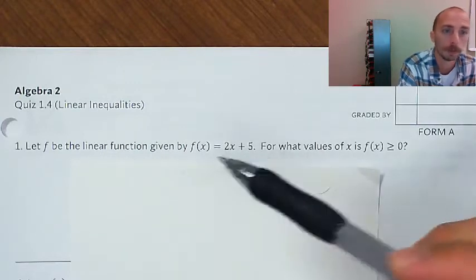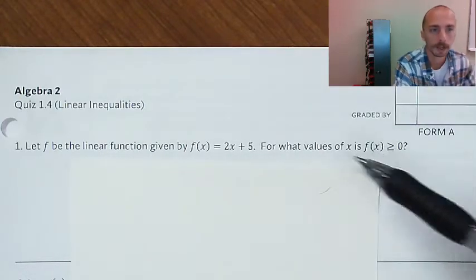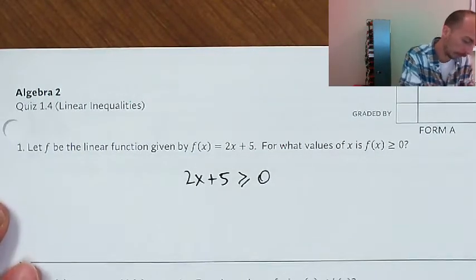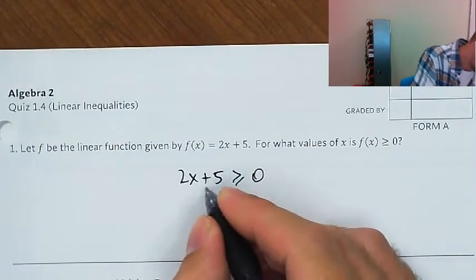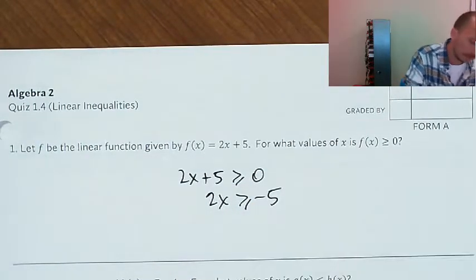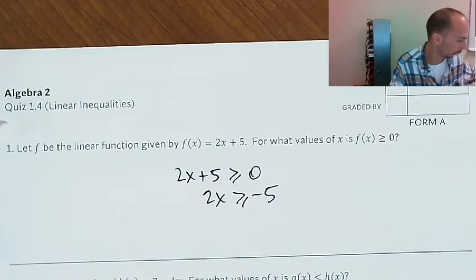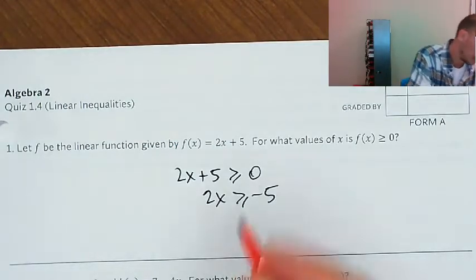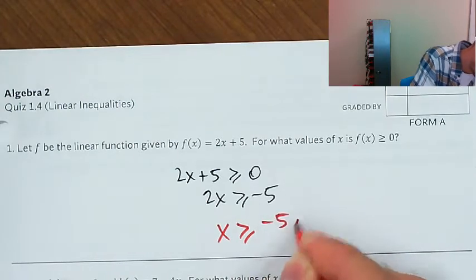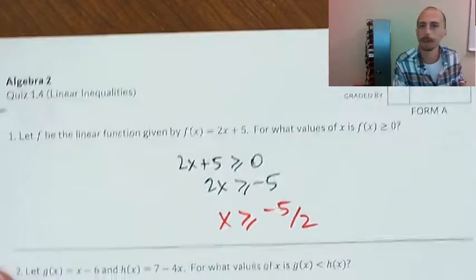Well, I've got a formula for f of x. I'm just going to plug it in right there and say, okay, 2x plus 5 needs to be greater than or equal to 0. Okay, and then I'm going to solve for x. I'm going to start by subtracting 5 from both sides, and then dividing by 2 on both sides. I've got my red pen over here. And so I'll say, all right, x is going to need to be greater than or equal to negative 5 divided by 2. That's the values of x, right?